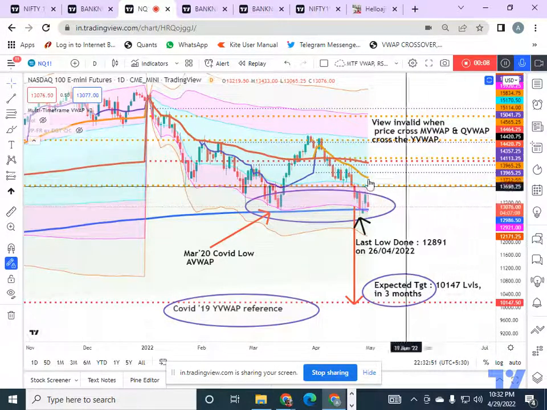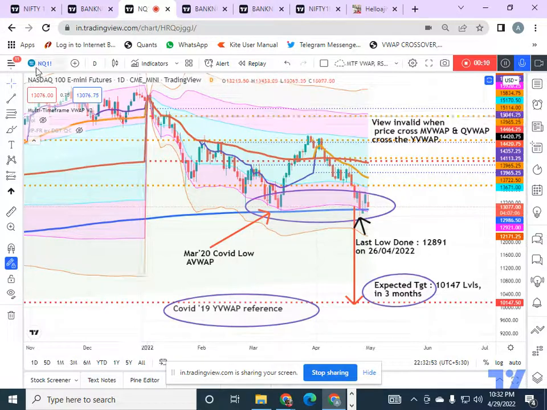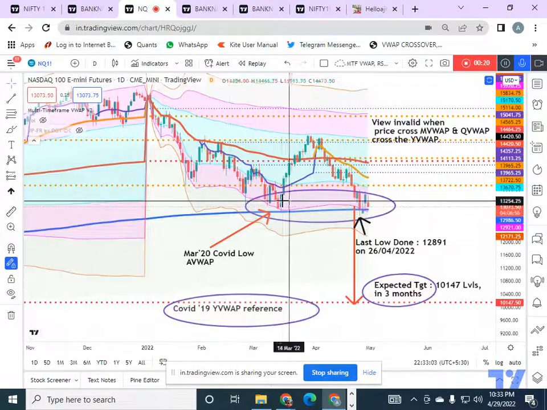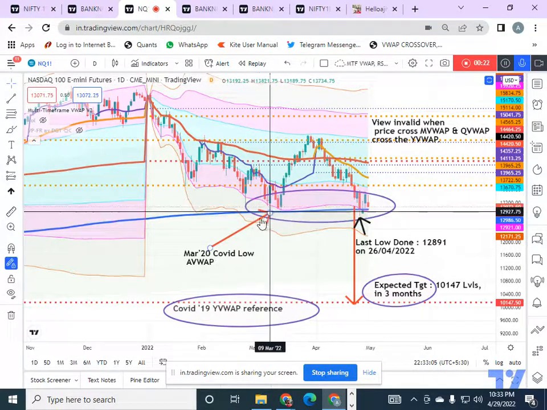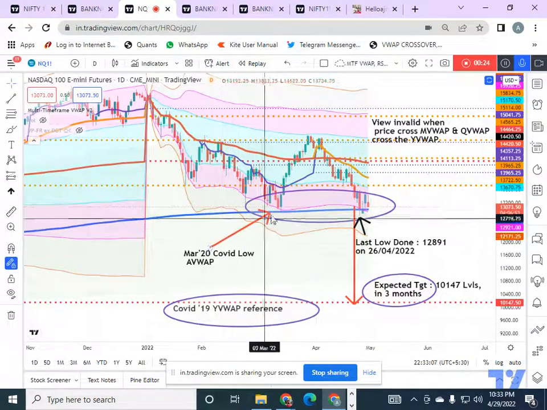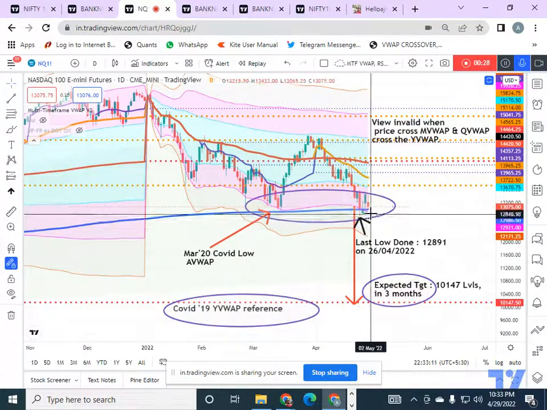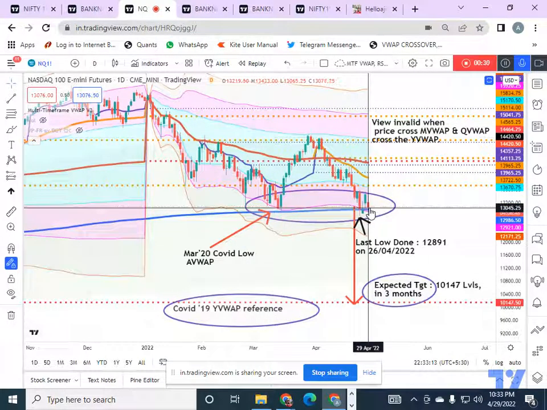For this week's analysis, we are going to look at Nasdaq 100 E-mini futures, one of the futures in the US. This is the Nasdaq analysis with a multi-time frame VWAP structure. Right now, the price is hovering around 13,000 levels.